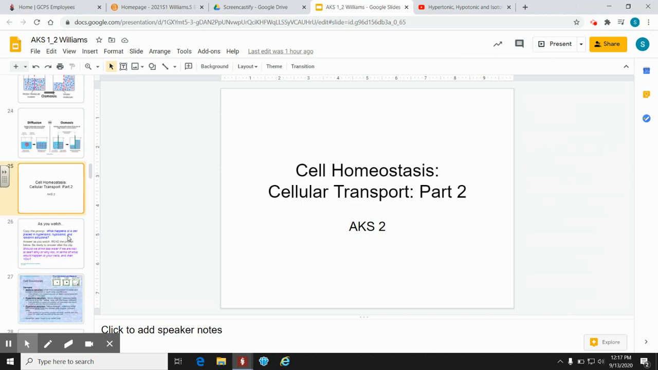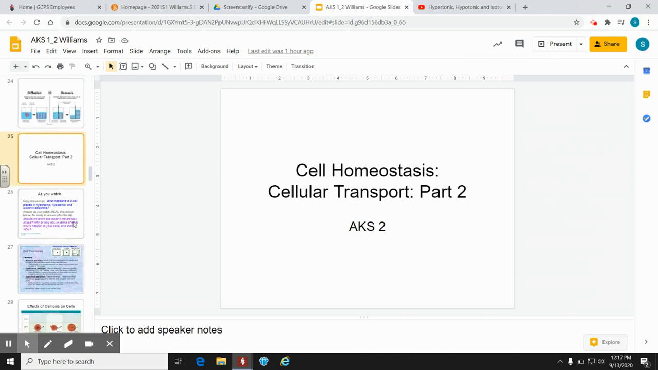Okay. So today we are really going to focus, we're going to start with osmosis and what happens when water moves in and out of cells. How does it affect the homeostasis, the balance? How does it affect the shape? How does it affect how a cell can regulate itself?